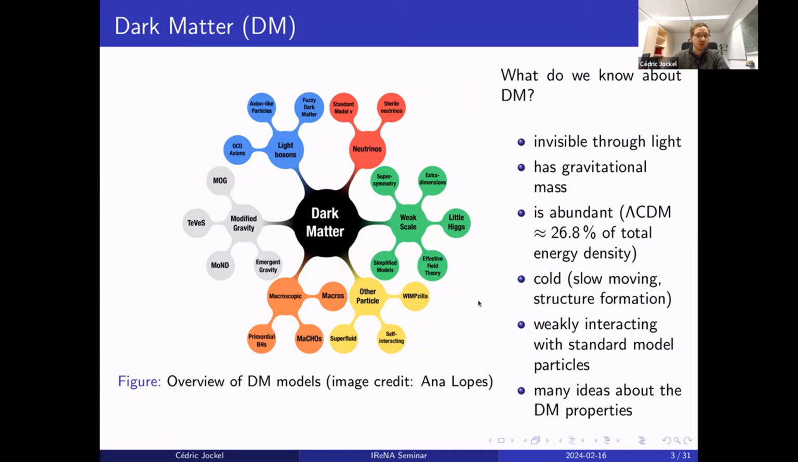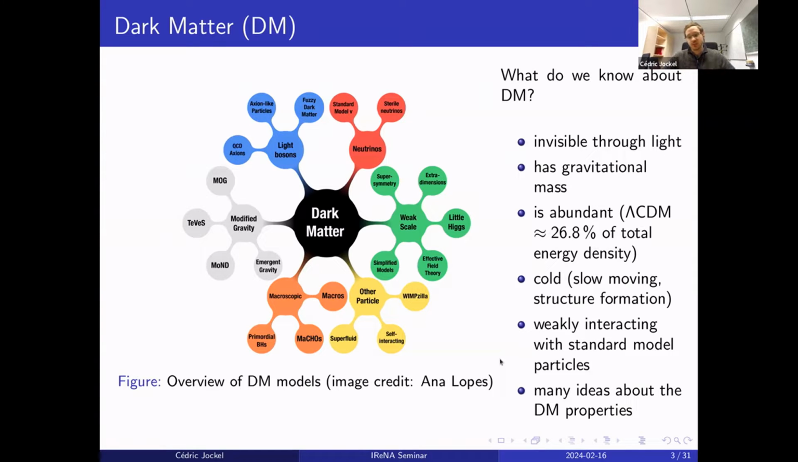So we also know it's slow moving, so it's not fast like neutrinos flying around everywhere, but dark matter coalesces into some macroscopic structures. Also, it is at most weakly interacting with the standard model. And that's precisely why we haven't been able to detect it yet, right?